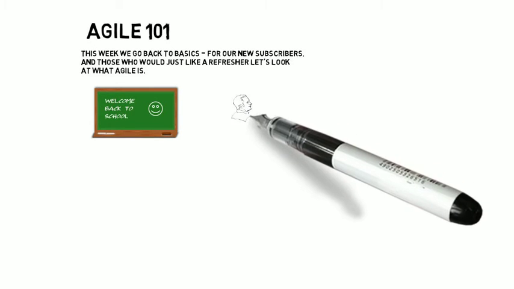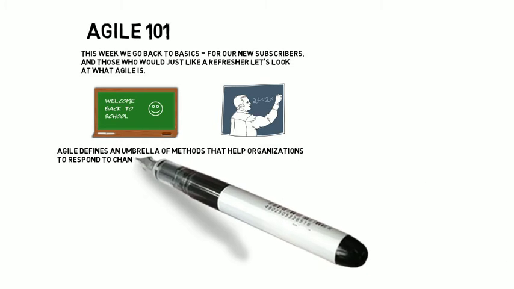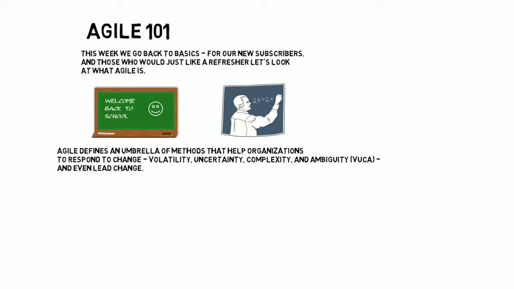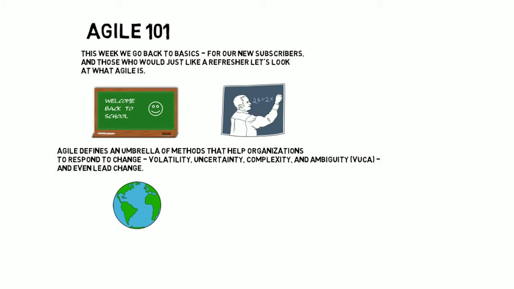So Agile actually defines an umbrella of methods that help organizations to respond to change, which is volatility, uncertainty, complexity, ambiguity, and even lead to change. So let's say that you're a bank or in the financial services industry and you're seeing things like Bitcoin and micropayments, Alibaba's Alipay, and microfinancing and crowdfunding, and you don't know how to respond, and it takes a long time. Agile methods help you to be flexible and to respond to these kinds of disruptions in your industry. And Agile methods were defined in the Agile Manifesto in 2001.